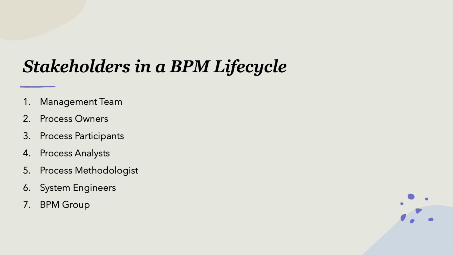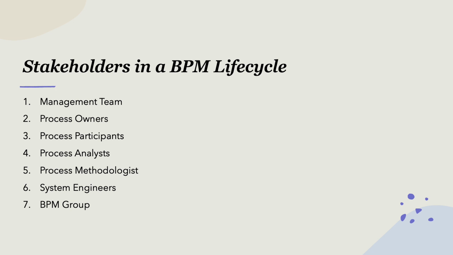Now we're exploring the key stakeholders involved in a BPM life cycle, each playing a vital role in managing and optimizing business processes. The management team provides strategic direction, support, and resources for BPM initiatives. They oversee the alignment of business processes with organizational goals and ensure BPM efforts drive overall business success. Process owners are responsible for specific business processes within the organization. The process participants are individuals or teams directly involved in executing the steps of a business process.